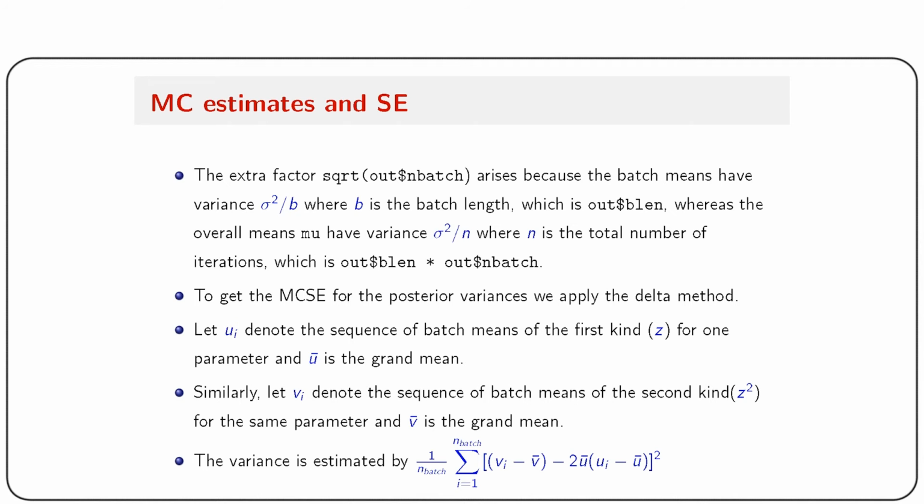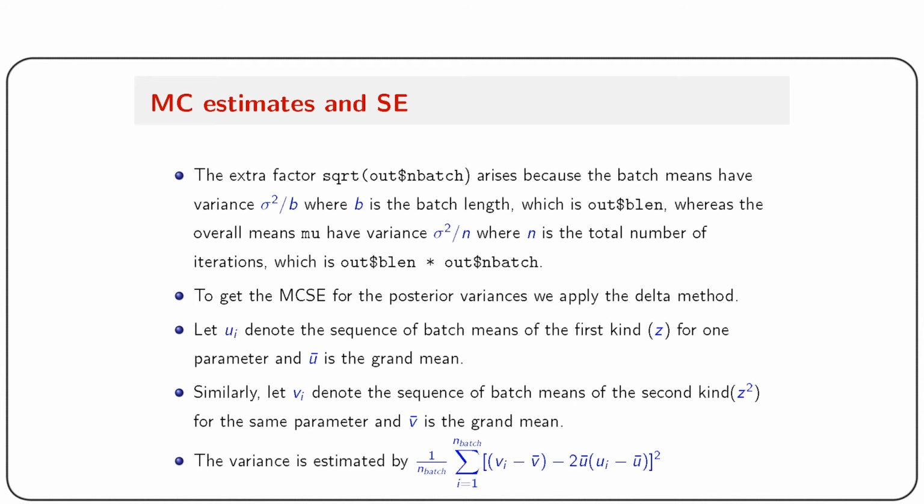The extra factor, square root of out dollar n batch, arises because the batch means have variance sigma square by b, where b is the batch length as I mentioned, which is out dollar b length, whereas the overall mean mu has variance sigma square by n, where n is the total number of iterations, which is out dollar b length times out dollar n batch.